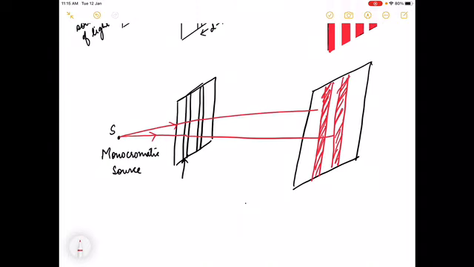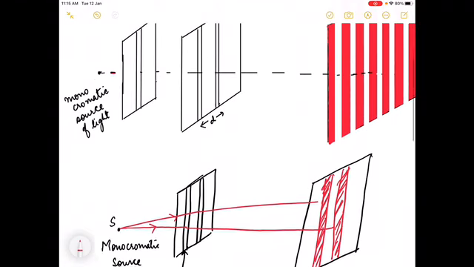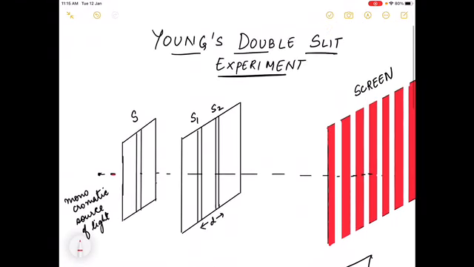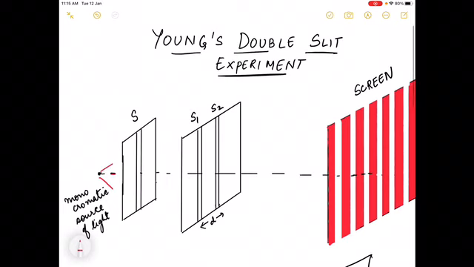So what actually happened? When he did that, he saw this kind of pattern, right? He saw a pattern like this. That means the monochromatic light went through from here. So here there are two slits actually. We will explain how this is happening, right? So he saw a pattern like this, as you can see on the screen. That means at the center, right?